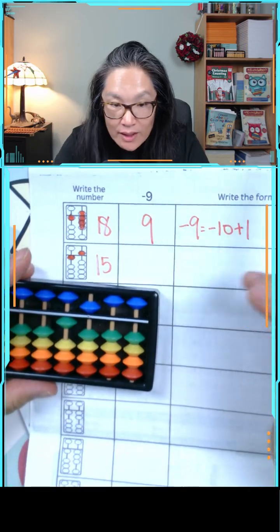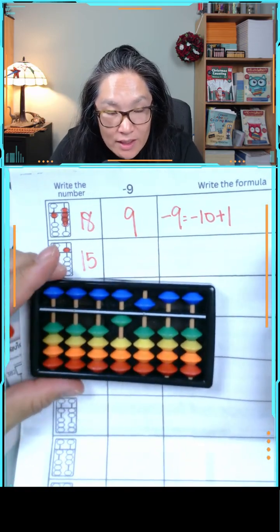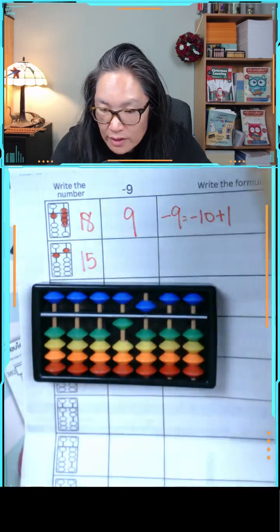So if I take away 9, hello, Rain. Thank you. So if I take away the 9, oh, Rain, you don't understand. Okay, sorry, Rain, I forgot.